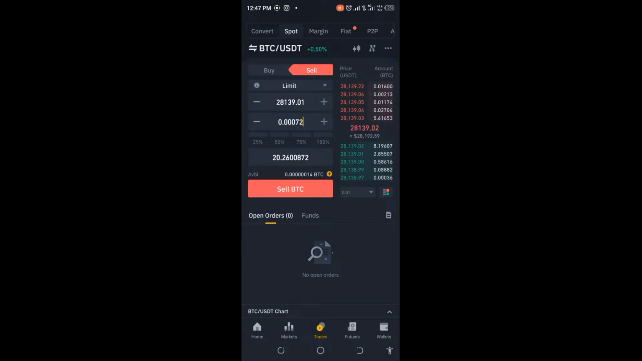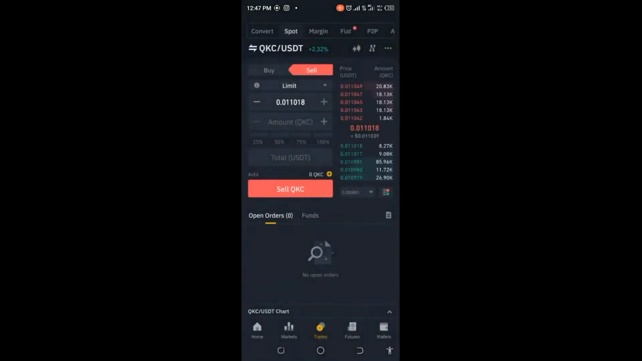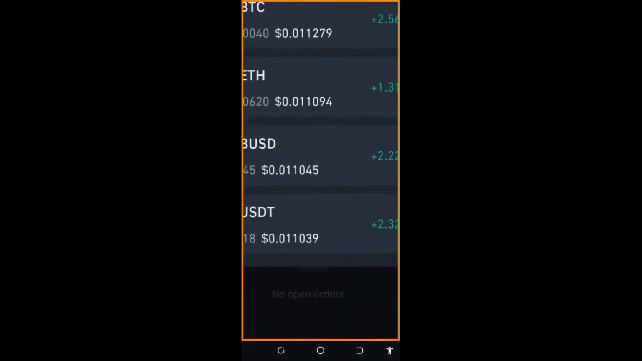This is a triangular arbitrage within Binance. So let's go ahead and do this. Are we ready? Let's hope that this is gonna go through fast. Okay, so let's go ahead and go straight to our QKC USDT. But before we go ahead, let's make sure that everything is still intact. So what do we have here?